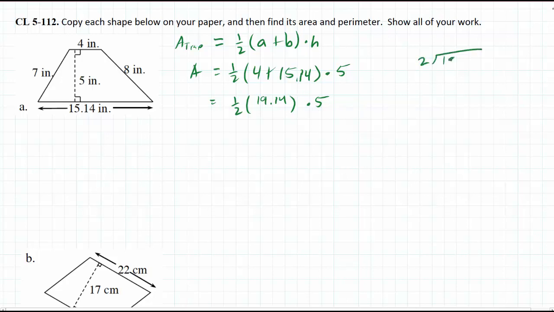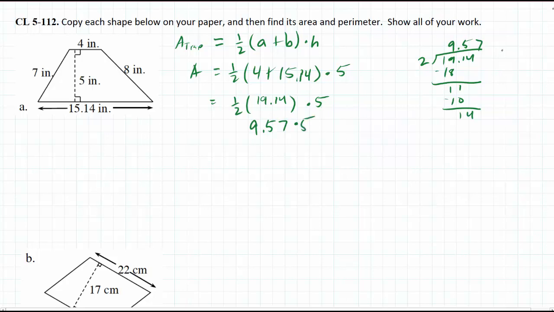Half of 19 and 1400ths, let's go ahead and just divide that out. 2 divided by 19 and 1400ths. 2 could go into 19 9 times. 9 times 2 is 18. Of 11. 2 could go into 11 5 times. 5 times 2 is 10. And we have 14, which is 7. So that's going to be 9 and 5700ths times 5.